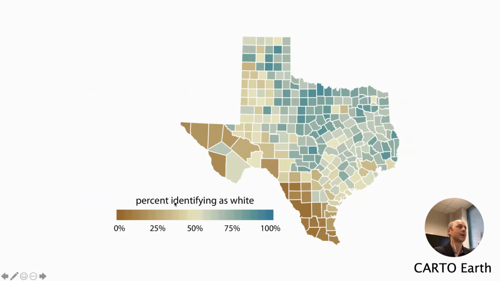So here I'm showing the percent identifying as white in Texas. And so that has a natural midpoint in the sense that if 50% identify as white, then the other 50% identify as not white. And so you have basically even numbers here. And so then you see along the Mexico border, the majority does not identify as white. And then towards the northeast, Dallas and so on, and then towards the east, that's where you have a majority white.